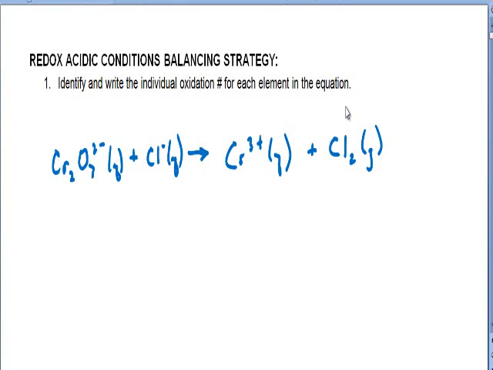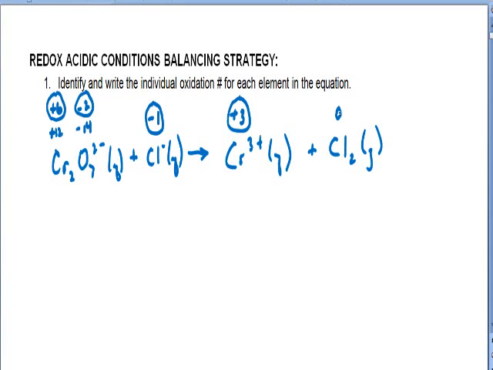Let's go step by step through how to do a redox balancing for acidic conditions. The first thing is we have to take a look at our redox equation and identify the individual oxidation state or oxidation number for each element in the equation.